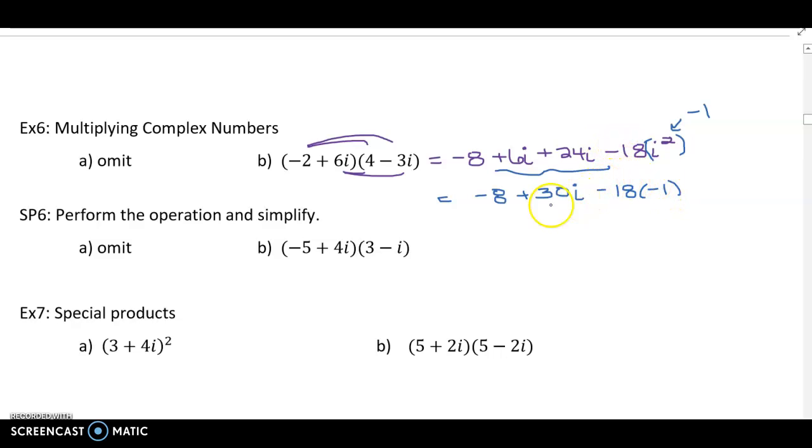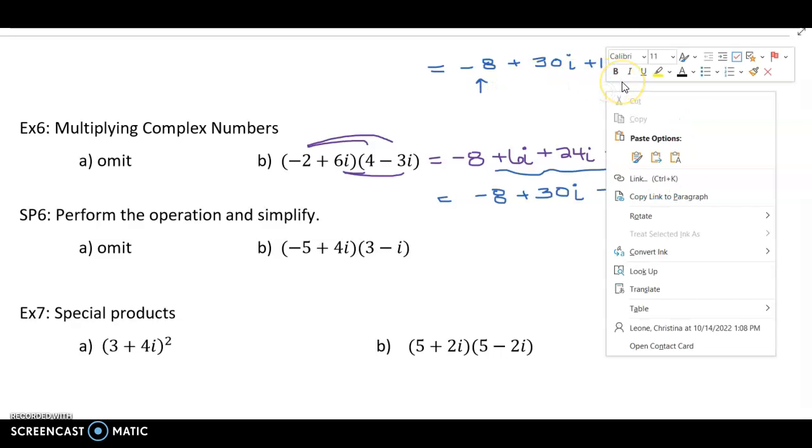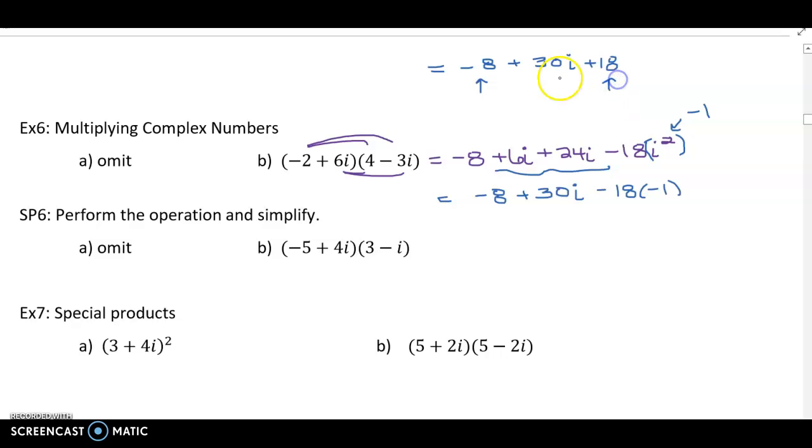Because you're going to multiply by a negative every time. So, I'm taking up too much space. I'm going to come up here. Negative 8 plus 30i. The minus 18 times negative 1 is going to become plus 18. Then it's a real number. So this real number and this real number can go together for a final answer of 10. You put your real number first, plus 30i. Just like that.